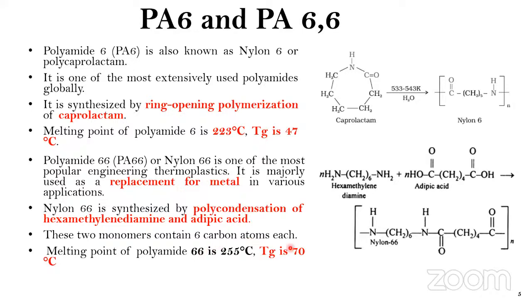These two monomers contain six carbon. As I told you, why is this naming nylon 66? Because this six carbon is from hexamethylene diamine, and this six carbon is from carbons 1, 2, 3, 4, 5, and 6 of the adipic acid. So it has a greater melting point than polyamide 6, that is 255 degrees Celsius, and the Tg is 70 degrees Celsius. So this nylon 66 is quite thermally resistant, or I can say heat resistant, because the Tg is also quite high and the melting point is also quite high.